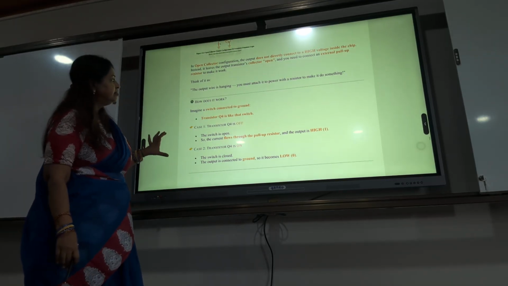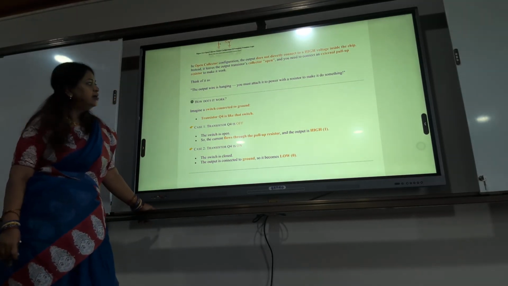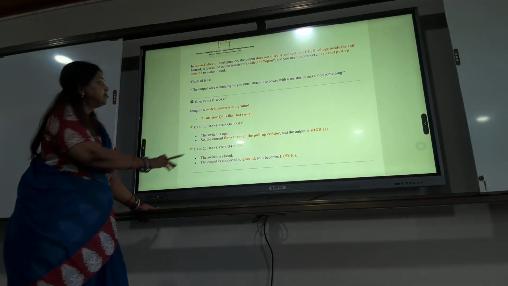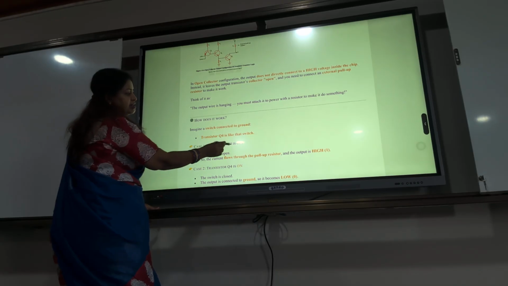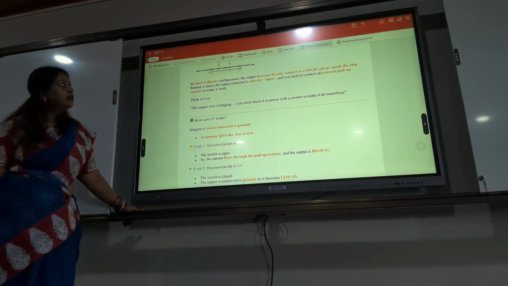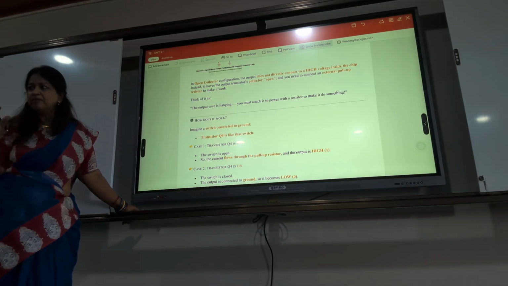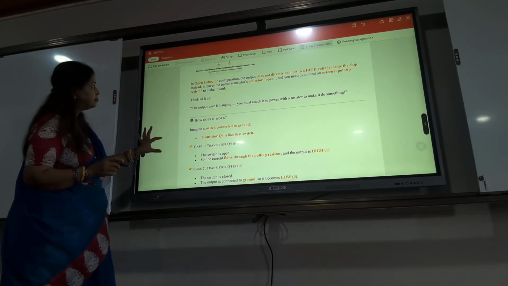How does it work? Imagine a switch connected to ground. Transistor Q4 is like that switch. Case 1, transistor Q4 is off. What will happen? Off means Q4 is open. The output is not connected to ground. Isn't it?